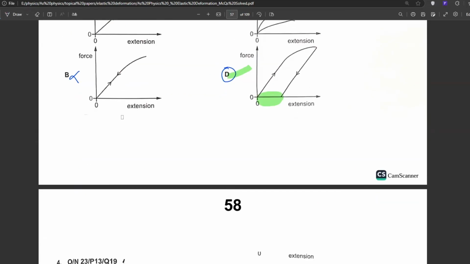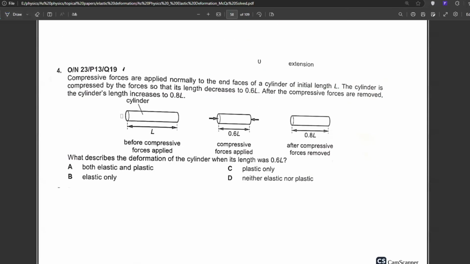Let's further move ahead. Okay, so let's read this question out. Compressive forces are applied normally to end faces of a cylinder of initial length L. The cylinder is compressed by the forces so that its length decreases to 0.6 L. Initially, your length was L. You apply compressive forces, your length decreases to 0.6 L. After compressive forces are removed, the cylinder length increases to 0.8 L. Okay, there is a weird situation happening here. When you applied the force, your length decreases to 0.6 L. When you remove the force, it only increased to 0.8 L.